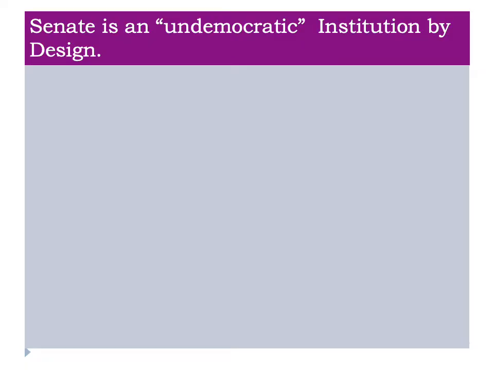Okay, so let's just do some critical thinking about democracy and the 2 chambers of the United States Senate. The first thing we're going to look at is the Senate. And as it says there, the Senate is undemocratic. It's an undemocratic institution by design. Now, when I use the word democratic or undemocratic in these following slides, I'm not talking about the Democratic Party. We're talking about democracy, democratic, small d.